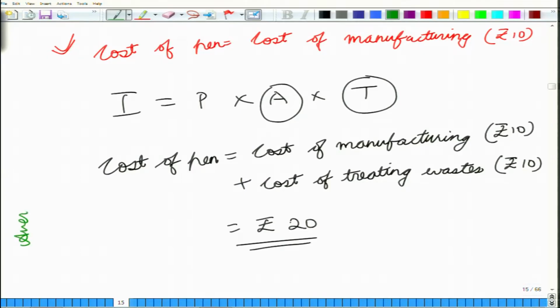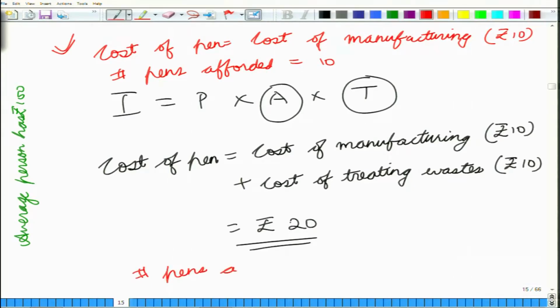Now, let us say that an average person in your society has 100 rupees. In the first case, the number of pens that get afforded by the person becomes 10, and in this case the number of pens afforded by the person becomes only 5, because 100 divided by 20 is only 5. So, here what we are discussing is how much amount of resources do we put into affluence and how much amount of resources do we put into the environment.